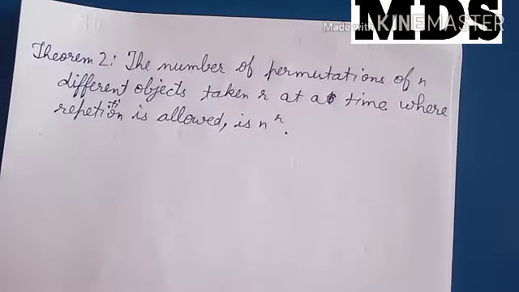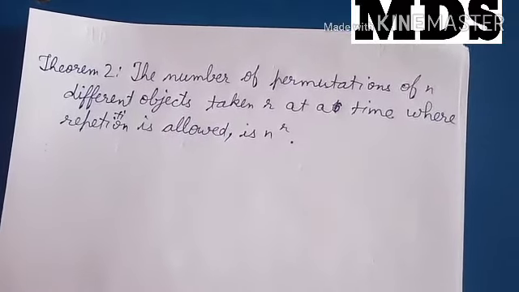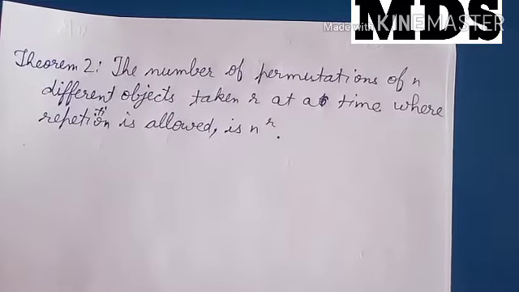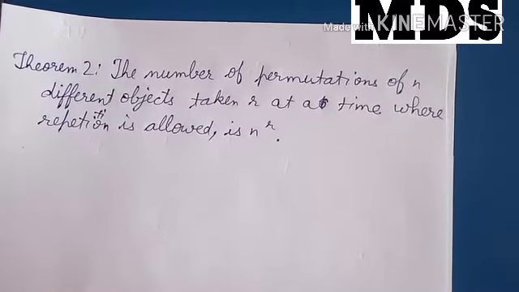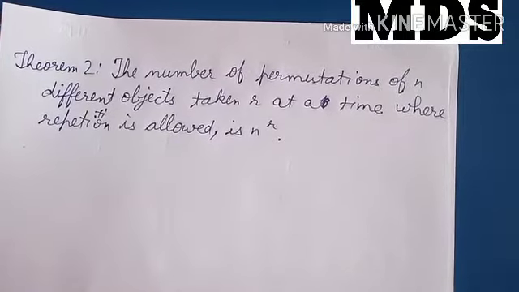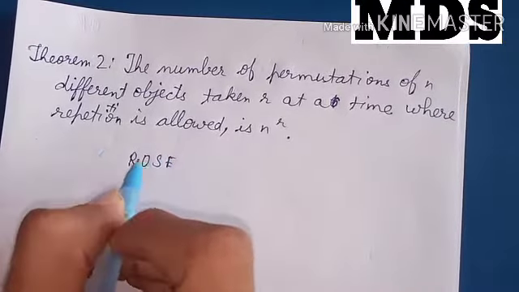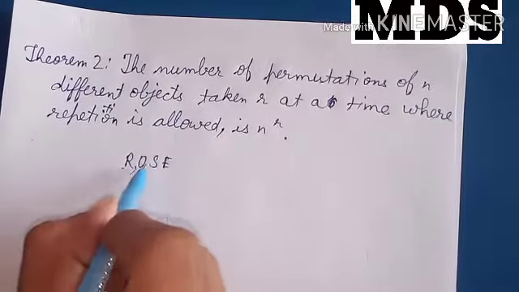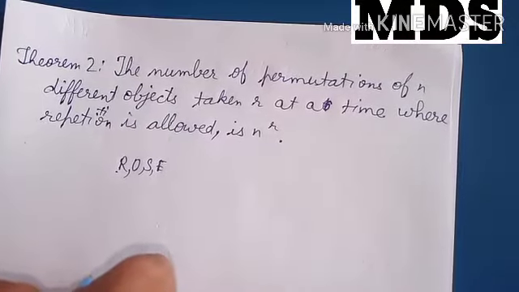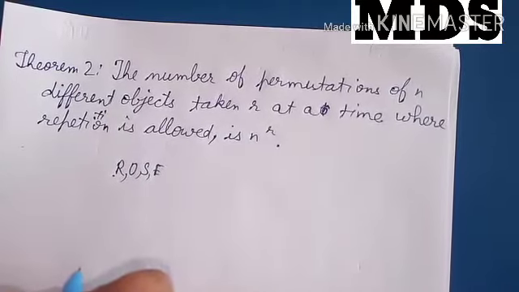Okay, so suppose we take the first example that we have solved: find the number of 4-letter words, with or without meaning, which can be formed from the letters of the word ROSE. This was the word given, and from its letters, R, O, S and E, we have to form words where the repetition of letters is not allowed.